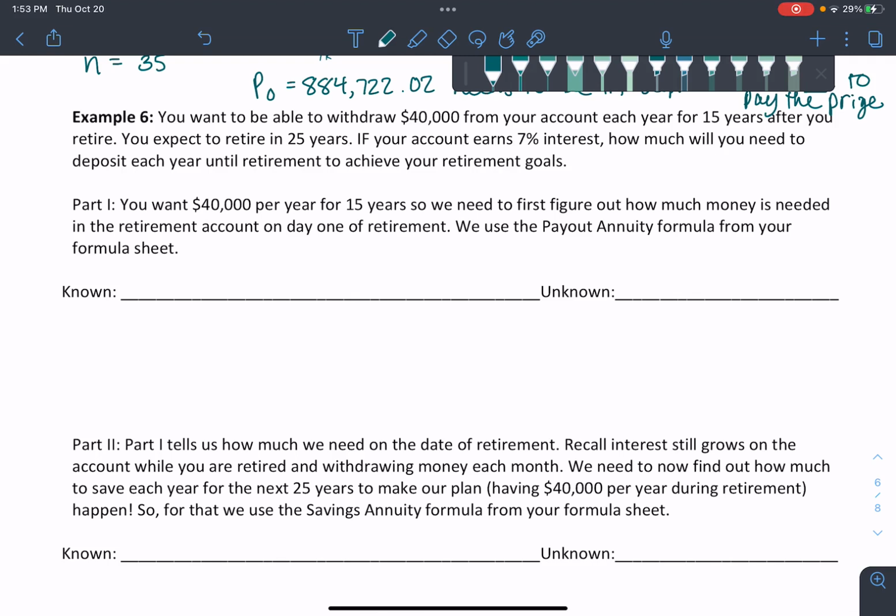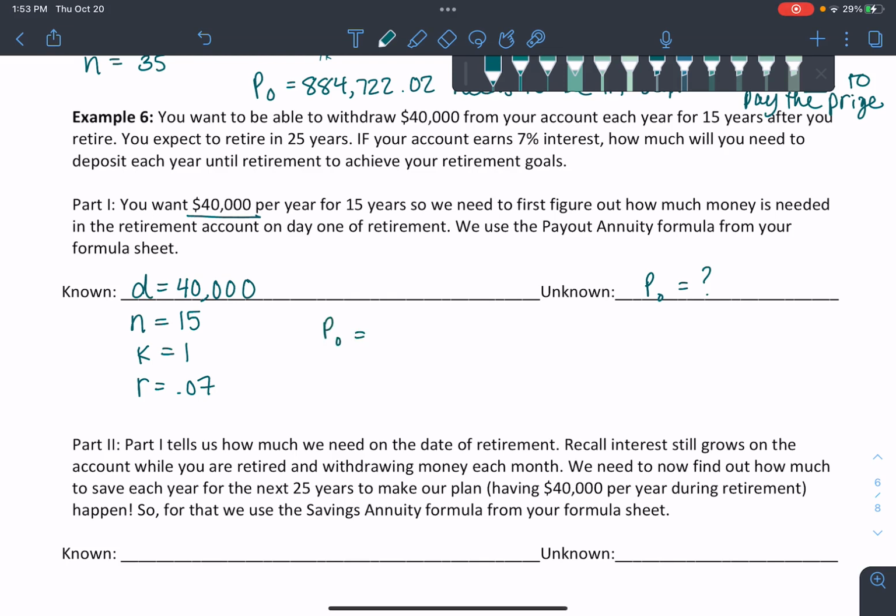So what do we know? We know the payout amount, which is D. How much are we going to take out? We want to take out $40,000, once a year, for 15 years. So N is 15, and K is going to be 1 because we're only taking it out once a year. And R is going to be my percentage as a decimal, 0.07. So what is the thing I don't know? I don't know the initial. I'm solving for the initial.